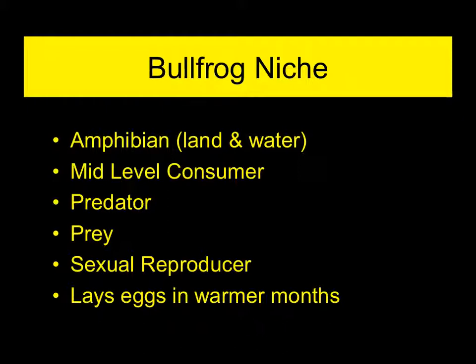Consider the niche of a bullfrog. It's an amphibian, a mid-level consumer, it's a predator but it's also prey, it's a sexual reproducer, and it lays eggs in the warm months. All of these characteristics define its niche, or how it lives in its environment.